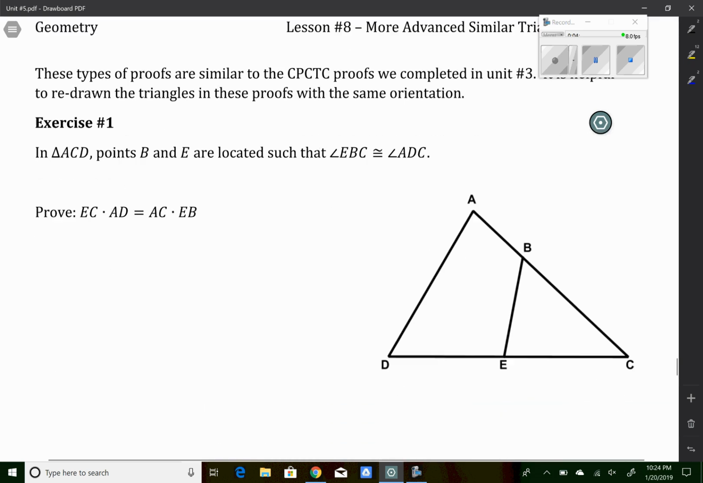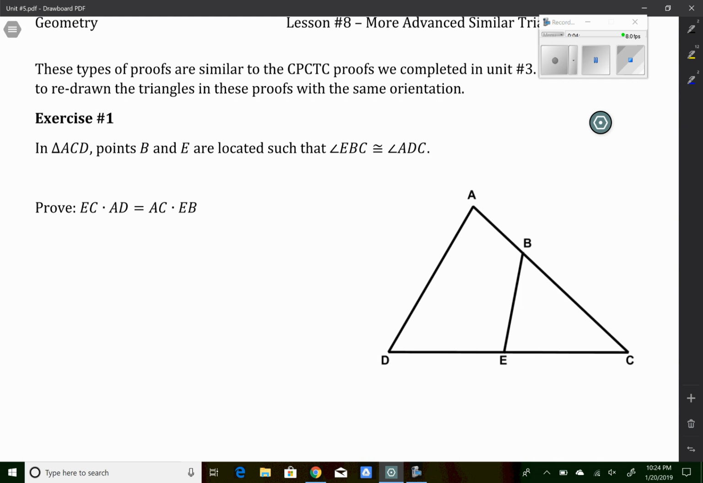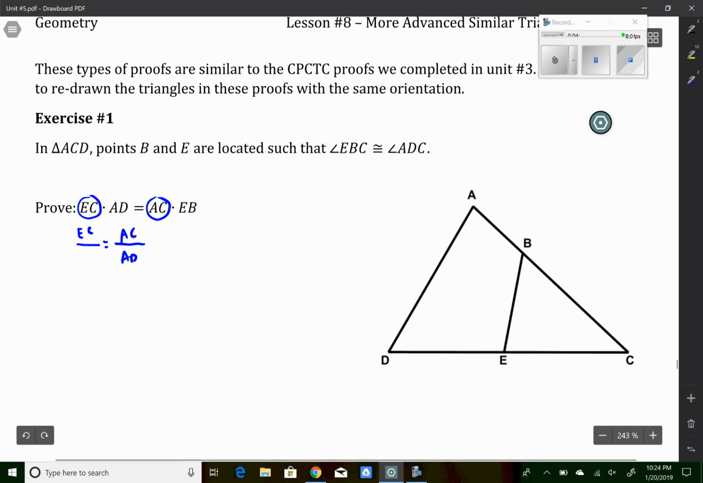So let's take a look at an example. So as soon as I see this, I see a cross product, all right? I know I'm going to multiply EC and AD together. So when I make my proportion, if EC is here, AD must be down here. Then I have to figure out, well, what matches? EC matches AC. So then I got to put AC wherever EC was and EB away from it. So I'm winding up creating a valid proportion.